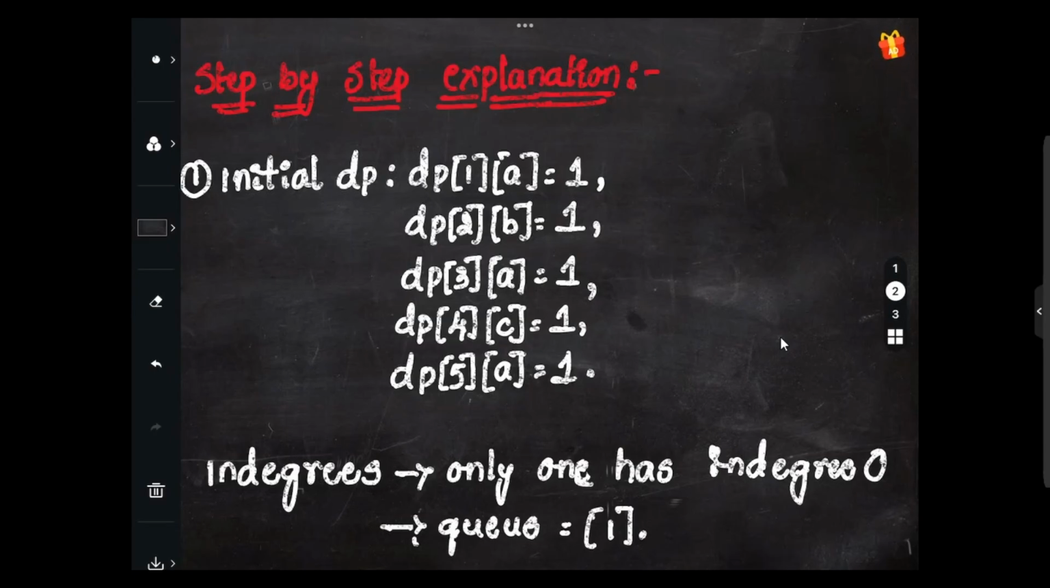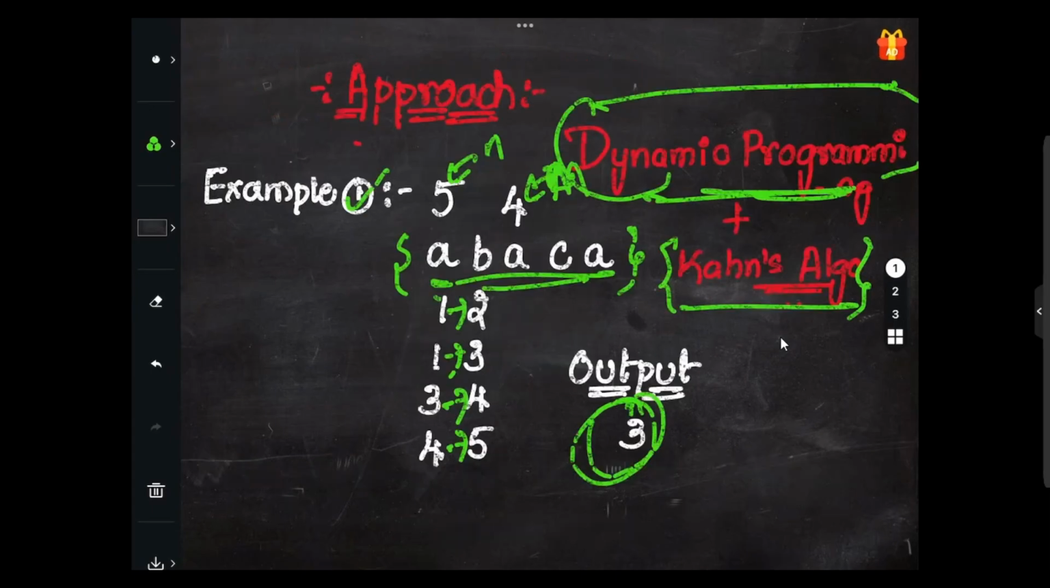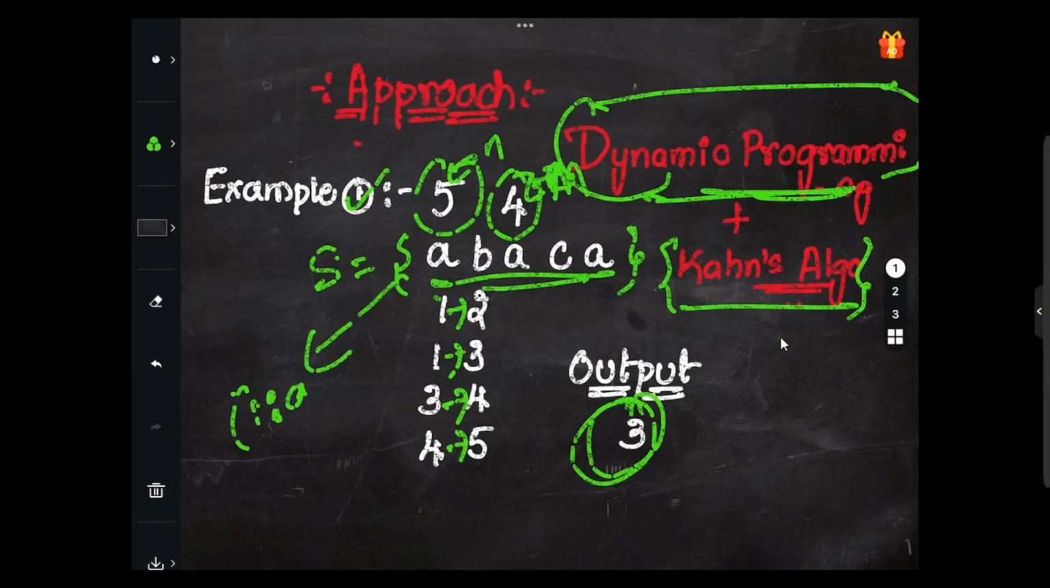Before moving on, let me tell you one thing. We have been given n equals 5 and m equals 4. S is nothing but the string ABACA. So we can map this in this way. We can write here accordingly with the question: 1 is A, 2 is B, then 3 again A, 4 we have C, and 5 we have A, right? So we can just write it in this way.